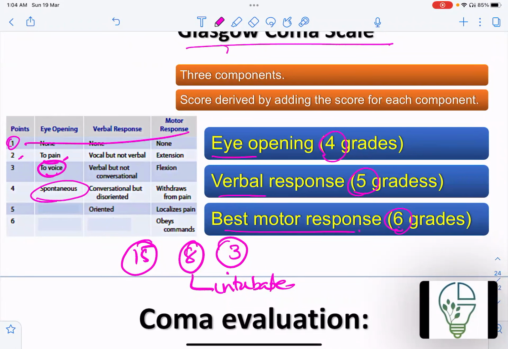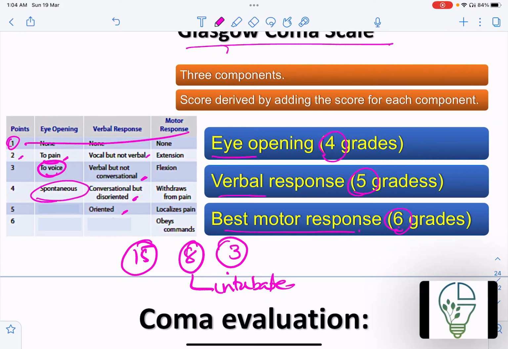Verbal response, again, oriented is 5. If they have a conversation, but for example, you're trying to ask them their name and they're talking to you about something else, they're very disoriented. It is a 4. They're telling you words and speaking, but they're making no sense. It is 3. And they're just making noises and grunts, etc. It's 2.